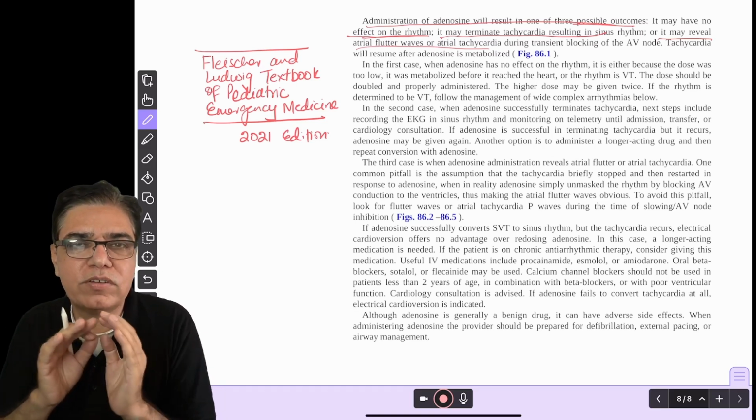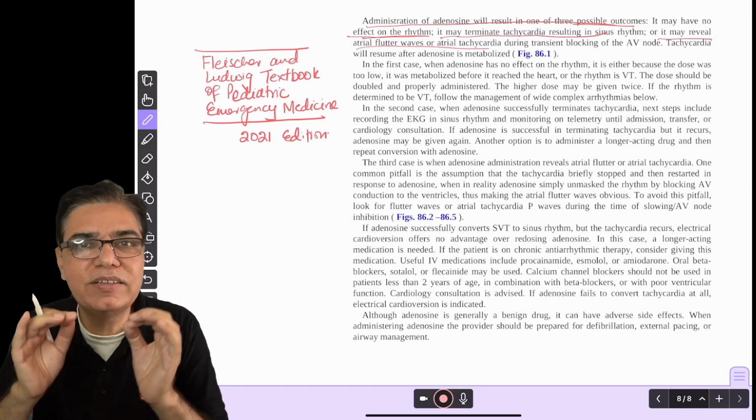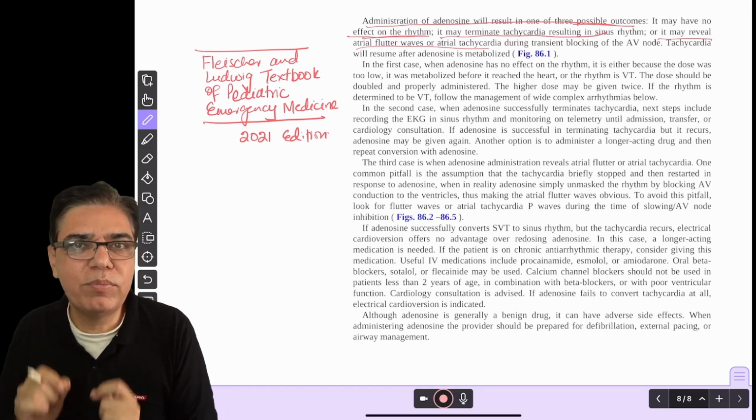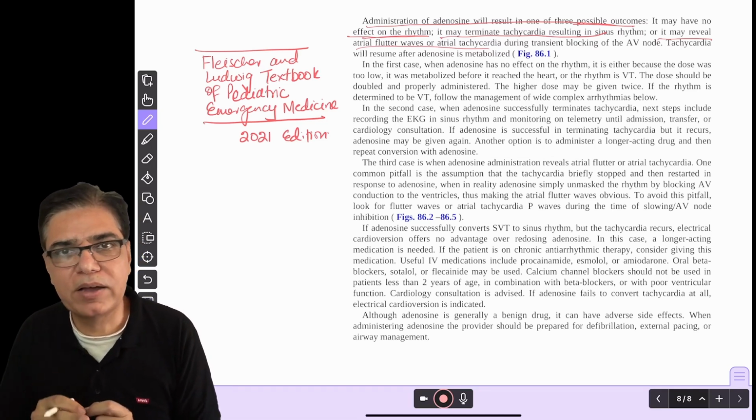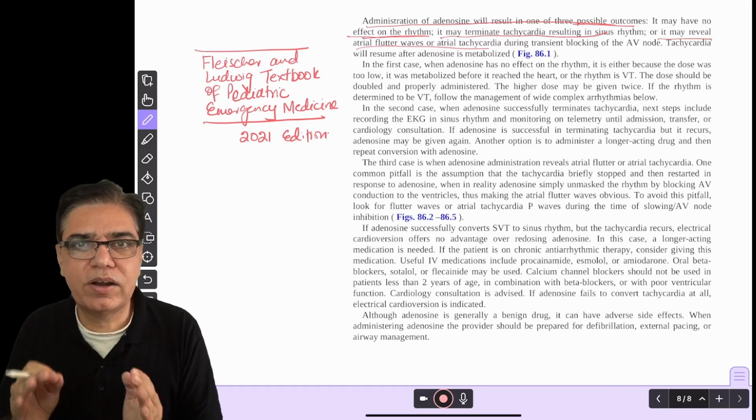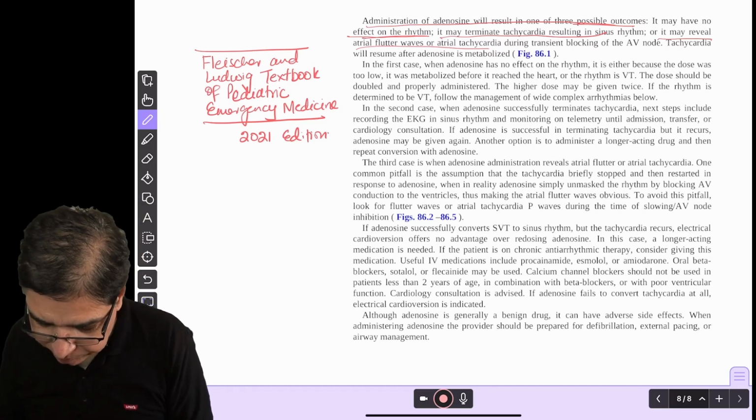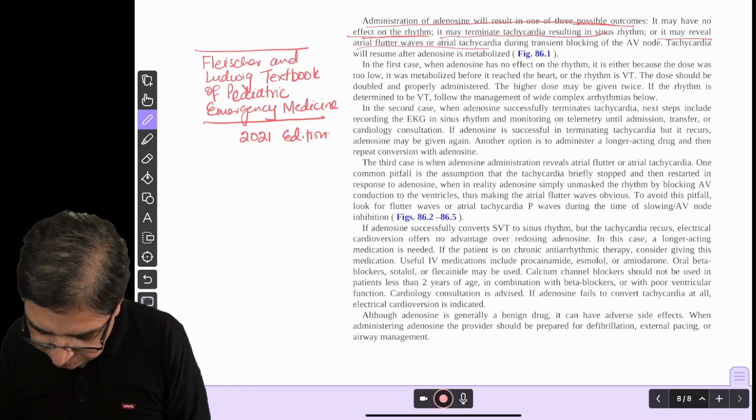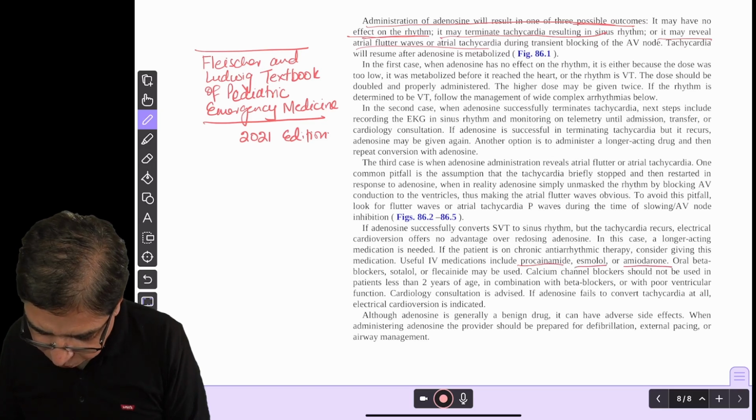What if it works for some time? That time is very important, because in that time you need to get the ECG or find the underlying abnormality before the SVT comes back. So let's say there was an underlying atrial flutter or atrial fibrillation, then you have to treat it accordingly. In that case, they say you might have to consider other medications. For example, you can consider IV procainamide, IV esmolol, or IV amiodarone.